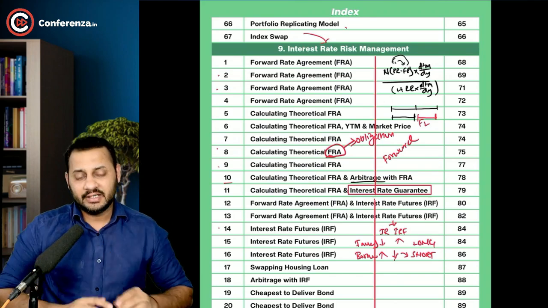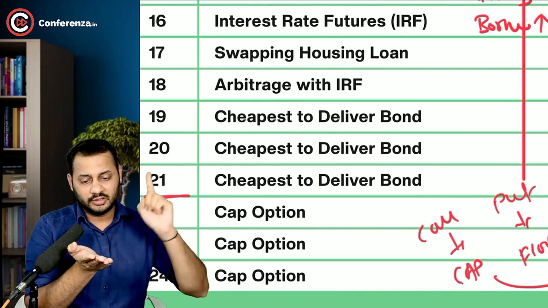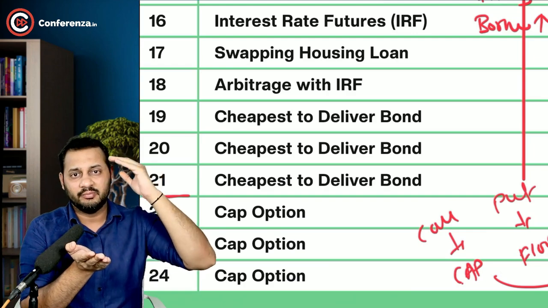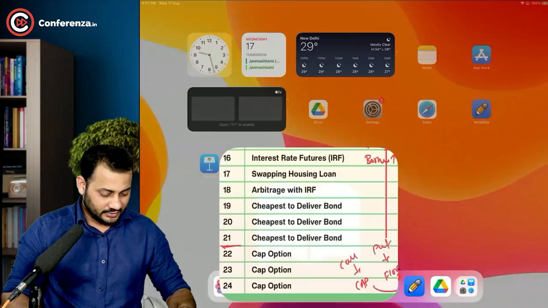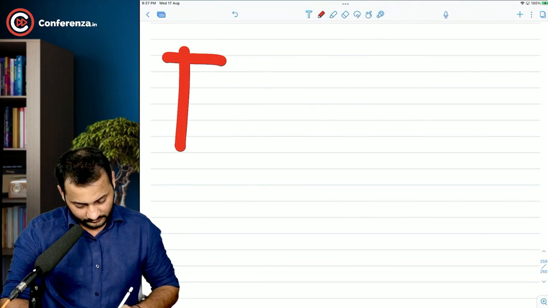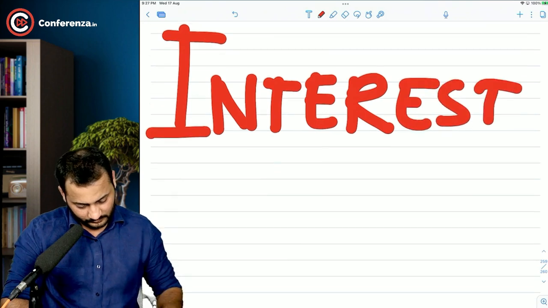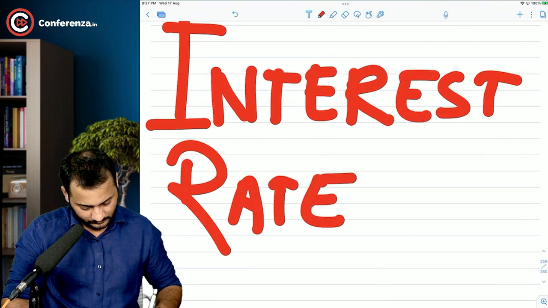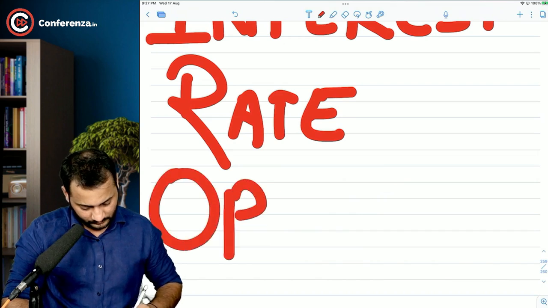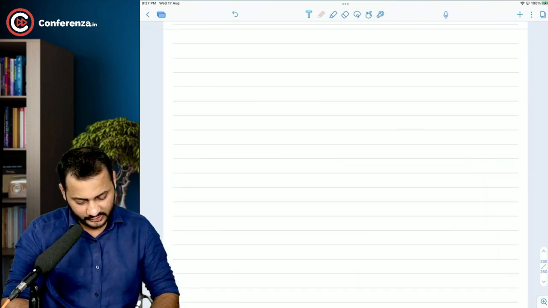Okay. So what happens in the interest rate options is that again there will be two situations: borrowing and investment. The borrower will have the risk of rising interest rate and he wants to put a limit to that. Suppose, let's start with this example here. Okay, this is interest rate option. Now we'll start on the next page itself.